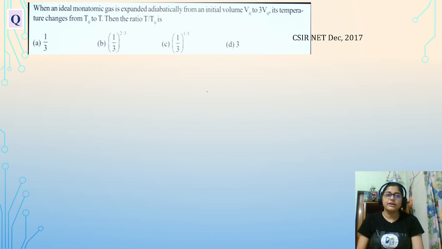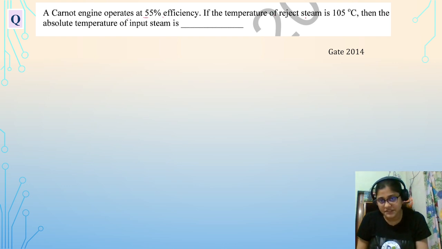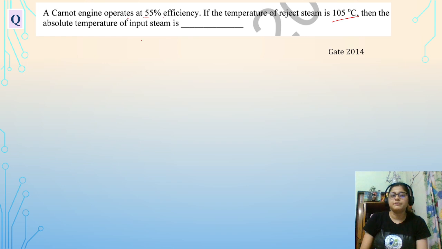Now another kind of question. A Carnot engine operates at 55% efficiency. If the temperature of the reject steam is this, then what is the absolute temperature of the input steam? So for the Carnot system, see what is given. Just write that down. It is a question of date.